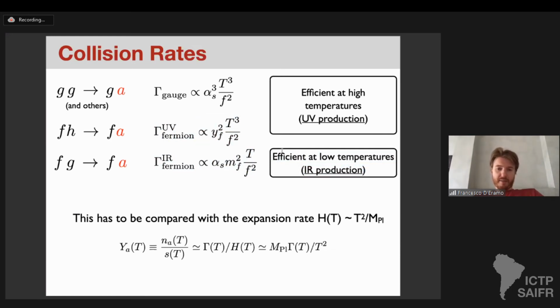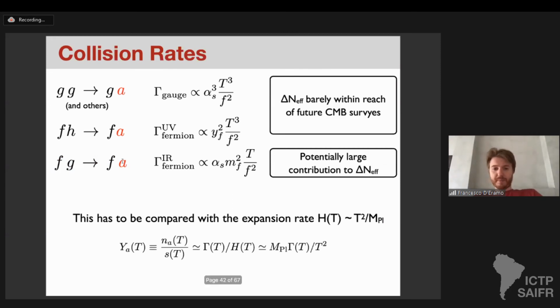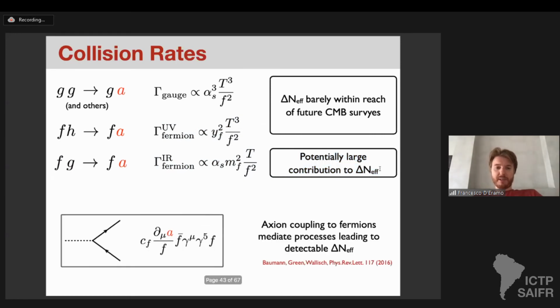And this is something that you can argue once you compare the rate with Hubble. So the rate here scales linearly with the temperature. The Hubble rate scales quadratically. So the lower the temperature is, the better it is for the ratio Gamma over H. Of course, this is valid as long as you have fermions in the plasma. So when the temperature of the plasma drops below the fermion mass, then the rate goes to 0.